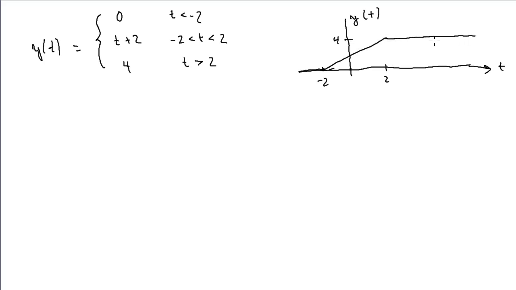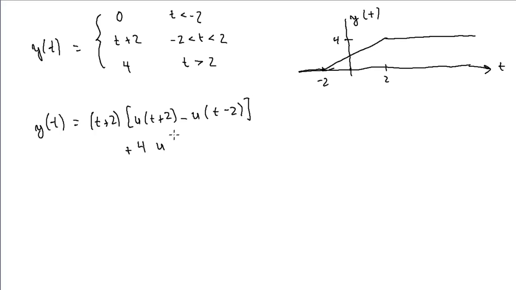Okay. Just a couple of notes on this. And this is a perfectly fine way to express that. I could write it in a different form. I can take the t plus 2 times this pulse that exists between minus 2 and plus 2, and then add in this segment for all t greater than 2.